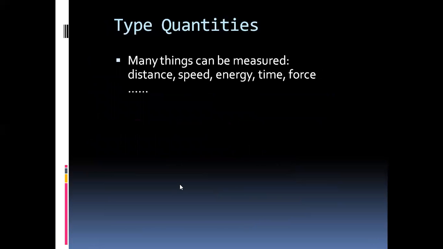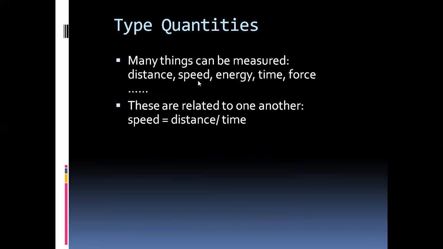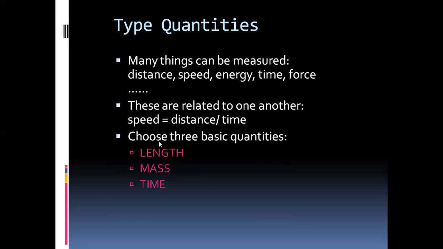Types of quantities. Many things can be measured: distance, speed, energy, time, force, etc. They are related to one another. Speed is equal to distance by time. Choose three basic quantities: length, mass, and time, which I discussed in the previous slide. Define other units in terms of these.